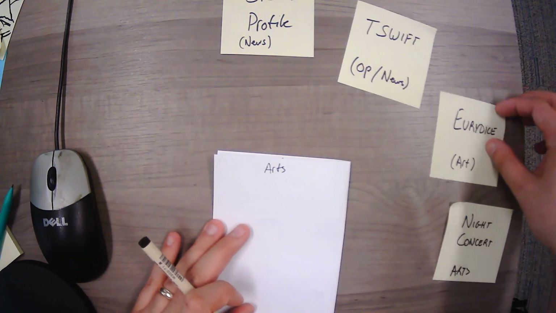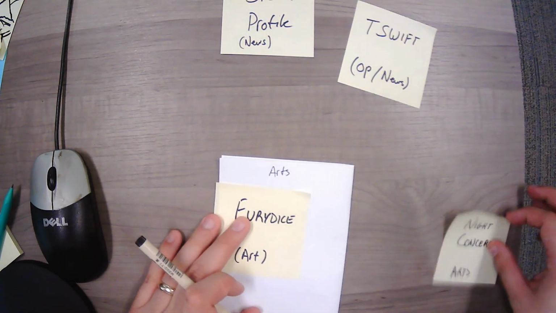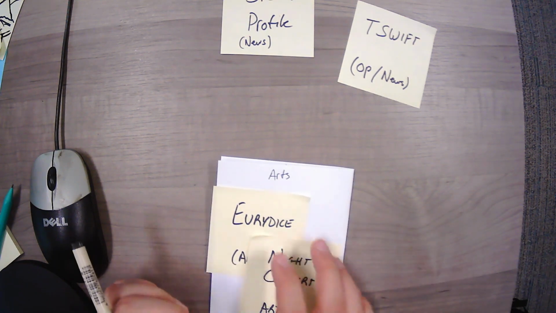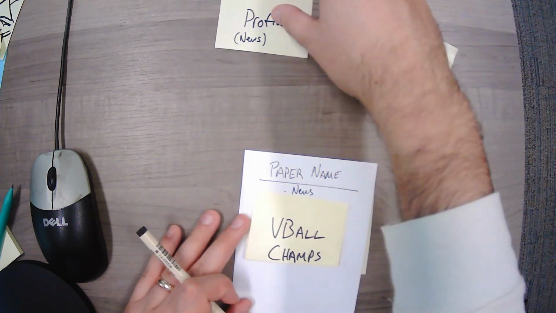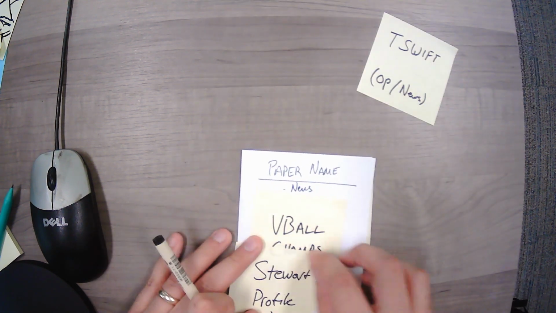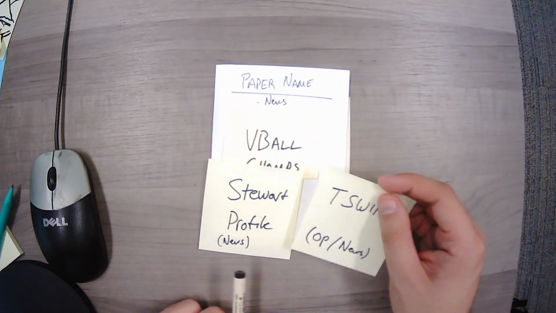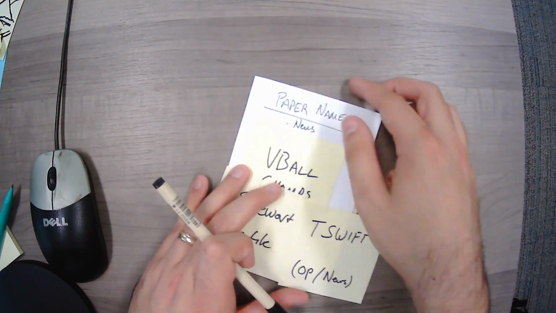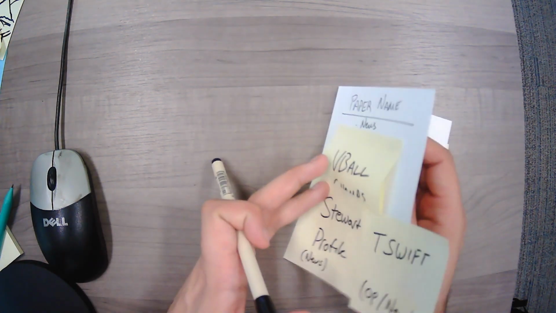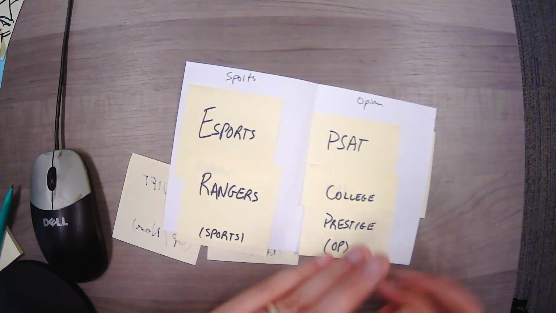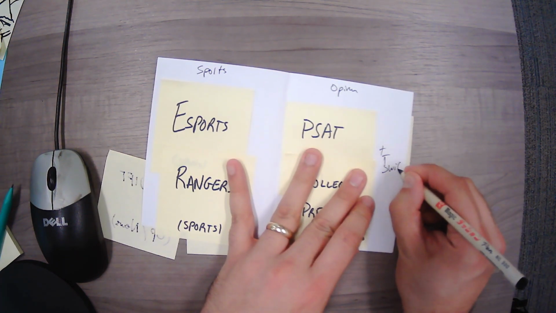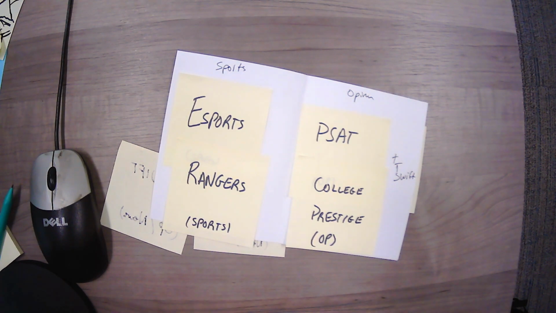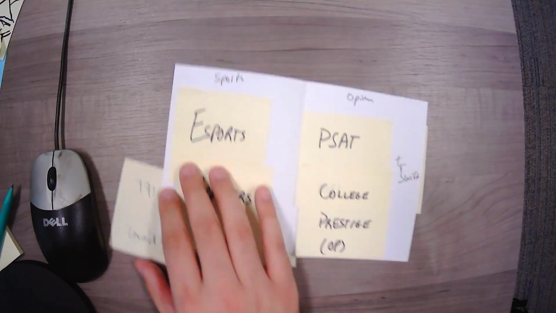Let's put Eurydice here, concert there. I'm actually going, so I might do this. I'm going to put the Stewart profile on the bottom, and then Taylor Swift here, and then I might end it on the opinion side. And I'm not committed to all this. This stuff could change the minute I start importing stuff.